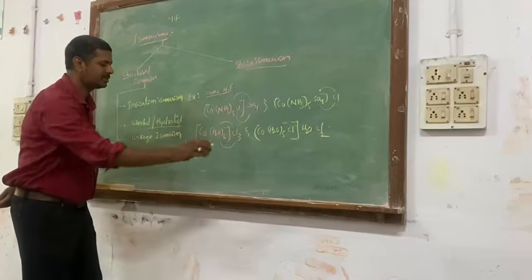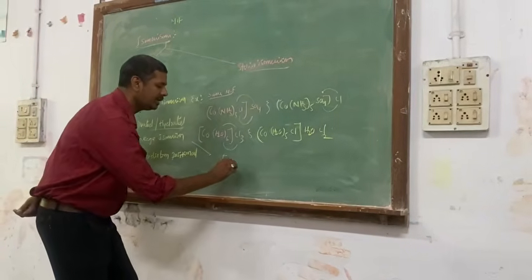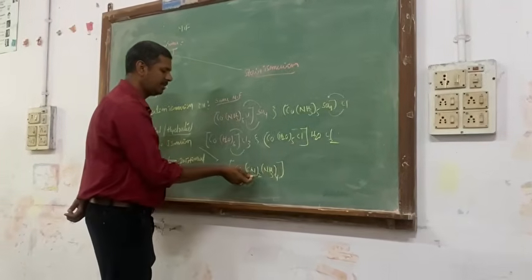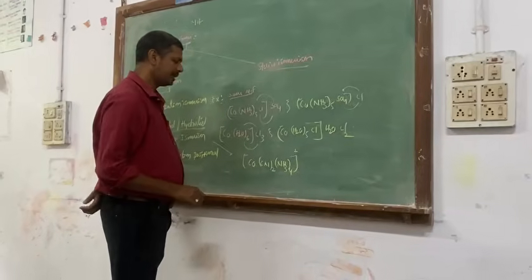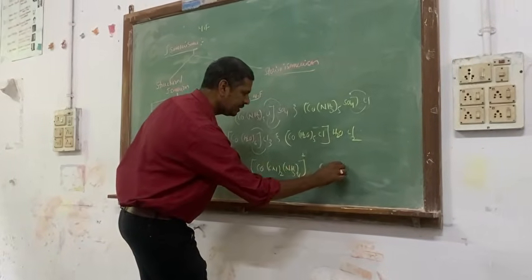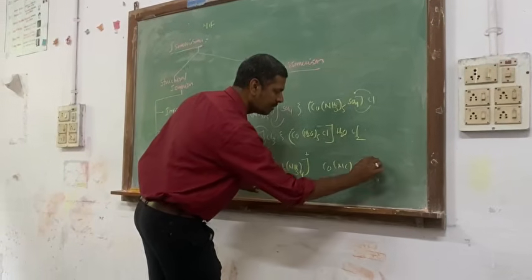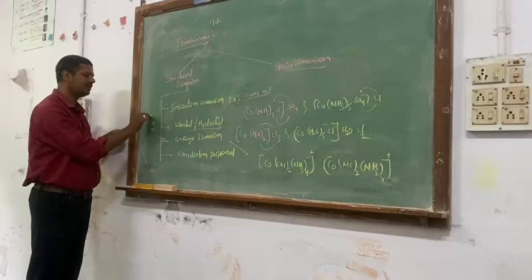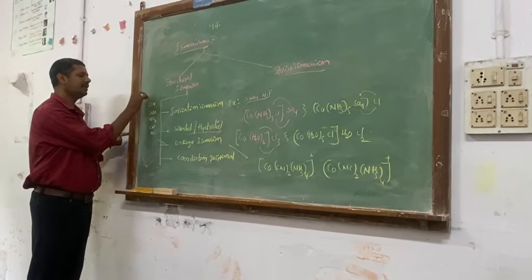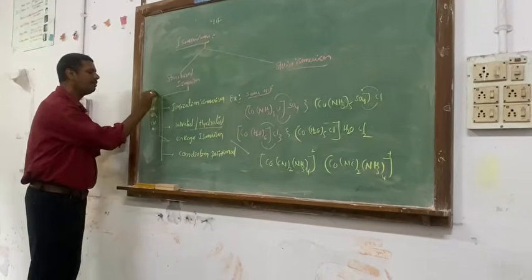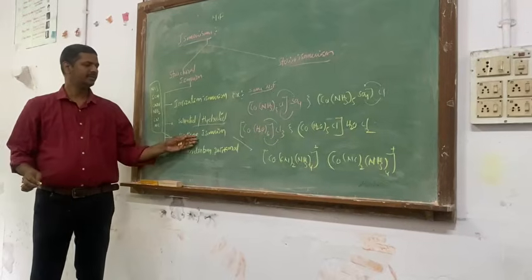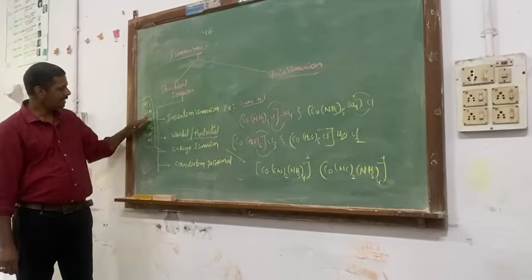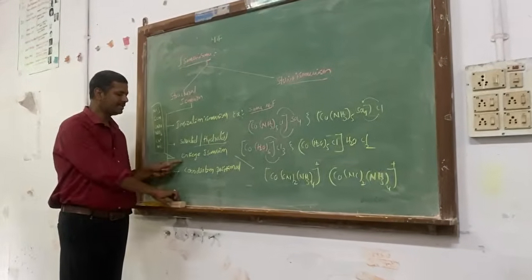Third is linkage isomerism. For example, dicyano tetraammine cobalt(III) ion: cobalt, two cyanide, four NH3, with a positive charge. Linkage isomers involve only ambidentate ligands, such as cyanide. These are ambidentate ligands, mostly involved in linkage isomerism. They have the same molecular formula but differ in the ambidentate ligand linkage. It is called linkage isomerism.